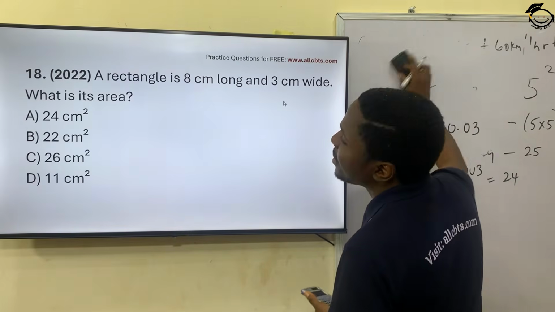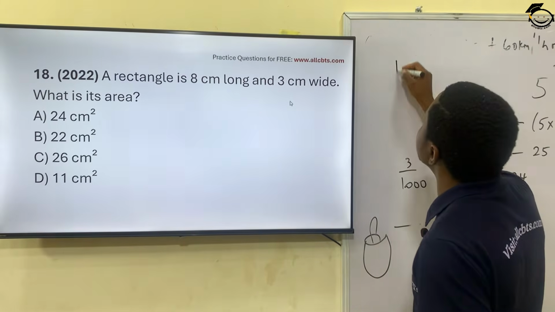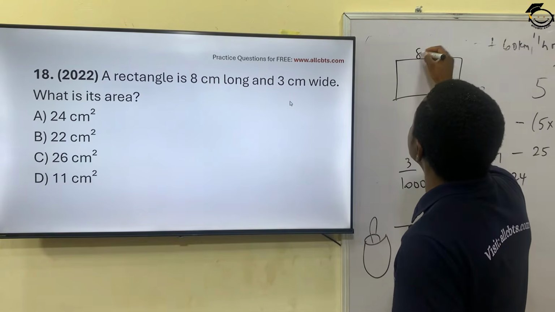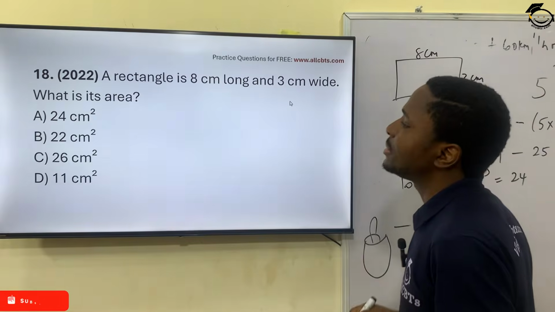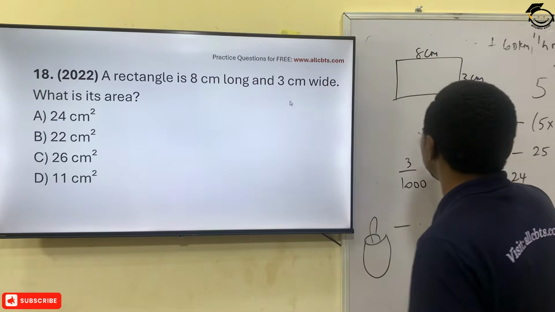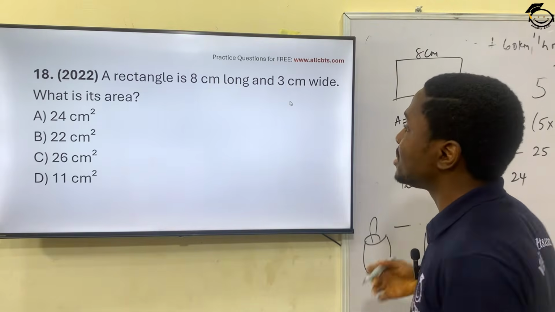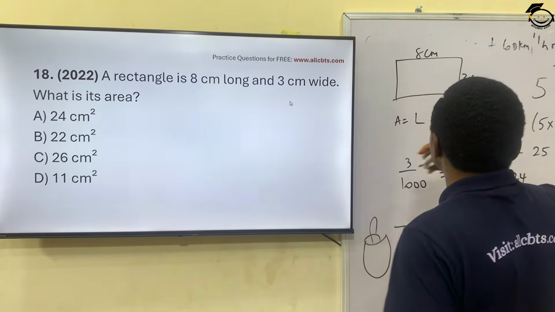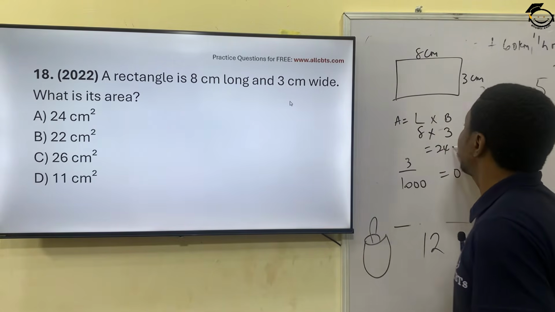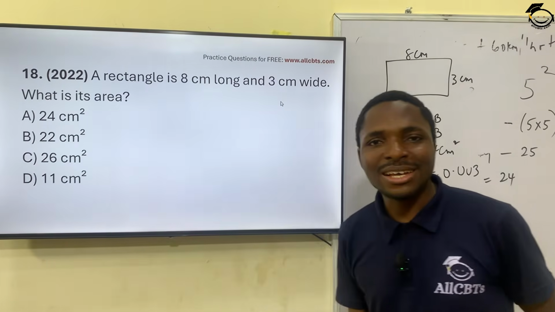Question 18. A rectangle is 8 cm long and 3 cm wide. This is long. This is wide. 8 cm long, 3 cm wide. What's the area? What's the area for a rectangle? I'm sure you sang it in school. Length times what? Breadth. So area is length times width. Some say width, some say breadth. Okay, in this case it's width. So 8 times 3 equals what? 24. Centimeter times centimeter equals what? Centimeter square. So A is the correct answer.